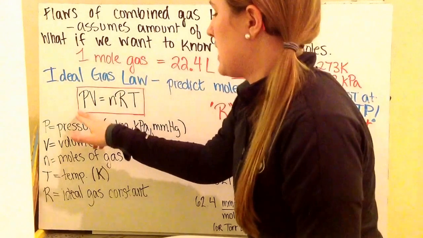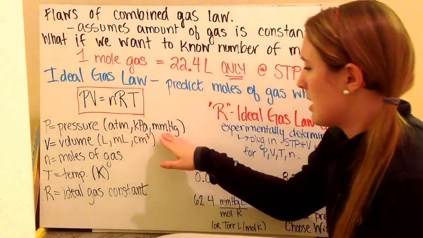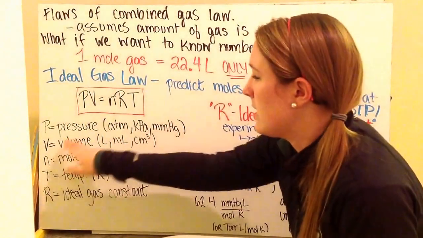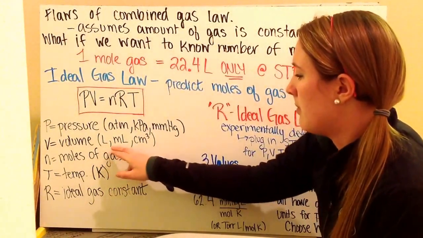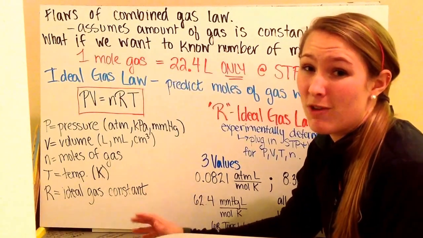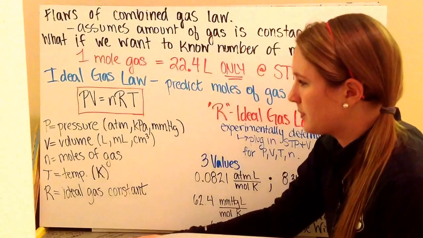Okay? Let's go through the variables. I have P, which is pressure. Pressure is in atmospheres, kilopascals, millimeters of mercury, or torr. I have V, which is volume. That can be measured in liters. Normally liters. If you're given milliliters and centimeters cubed, you want to convert them to liters. Remember, there's 1,000 milliliters in a liter.